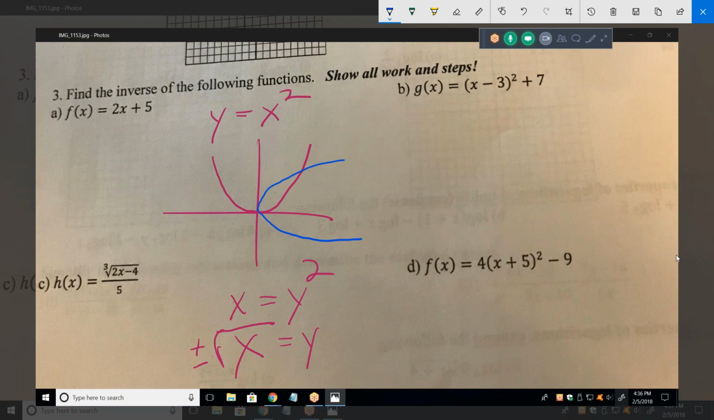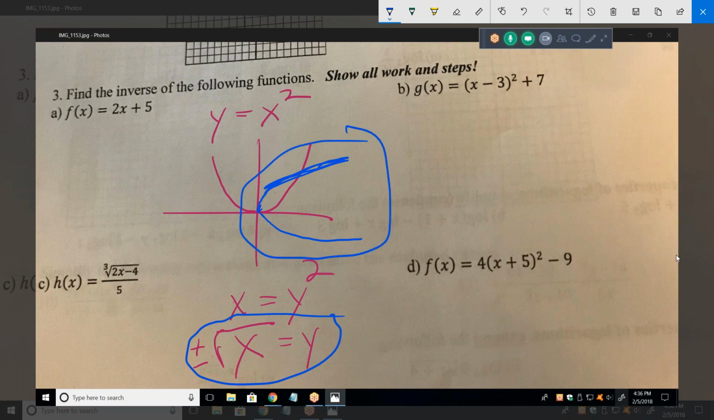That's what the inverse looks like. Notice the top part is your square root function, the plus side of it. The bottom part is the negative square root function. And there's only one problem with this. That is not a function. It does not pass the vertical line test.